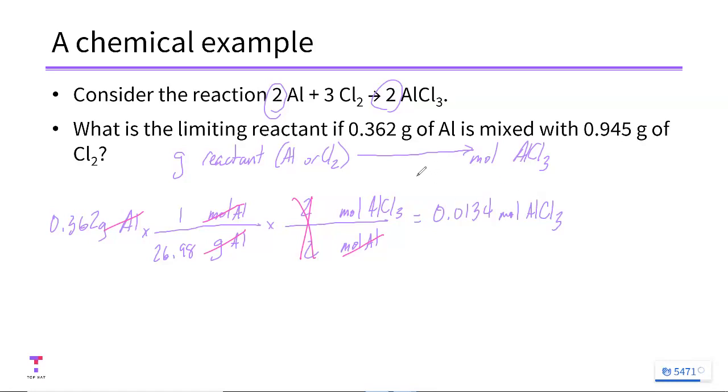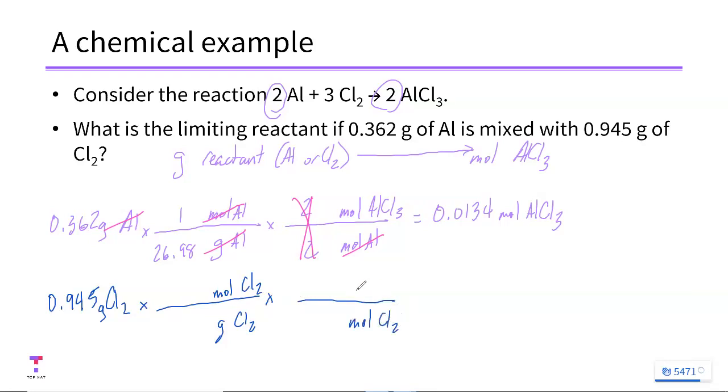So I've got half of it done. I have to do the other half. I have to see if the chlorine matches it or comes in over it or under it so I can determine which one is going to run out. Process, pretty much the same. Start with my amount of chlorine. I'm going to turn the grams of chlorine into moles, and the moles of chlorine into moles of aluminum chloride.